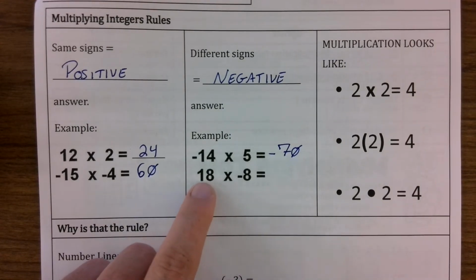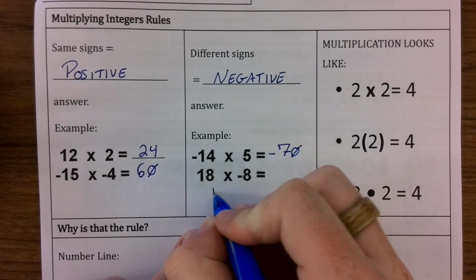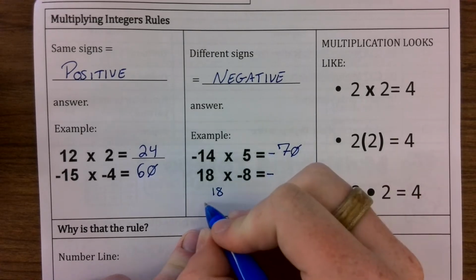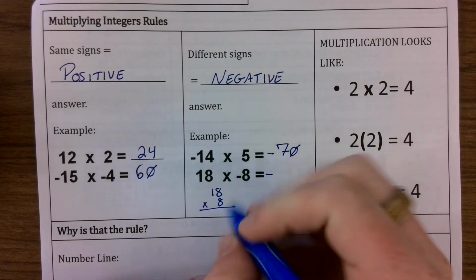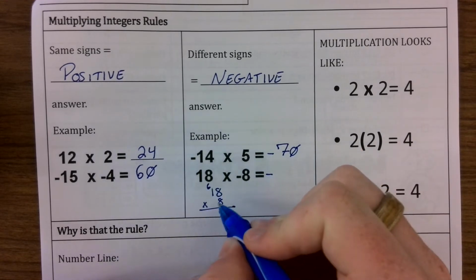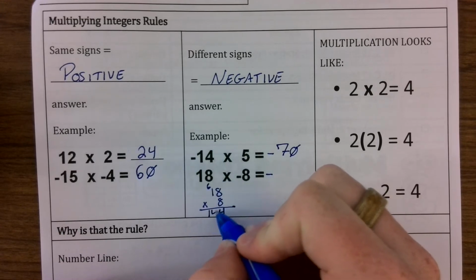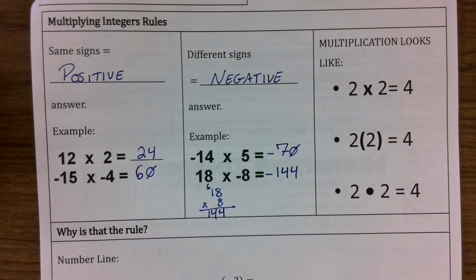If we have a positive number, positive 18 times a negative, negative 8. This one I don't know off the top of my head, so let's set it up. We know we're going to have a negative answer because we have different signs. So 18 times 8. I know 8 times 8 is 64. Carry my 6. 8 times 1 is 8 plus 6 gives us 14. We end up with 144. So our answer is negative 144.